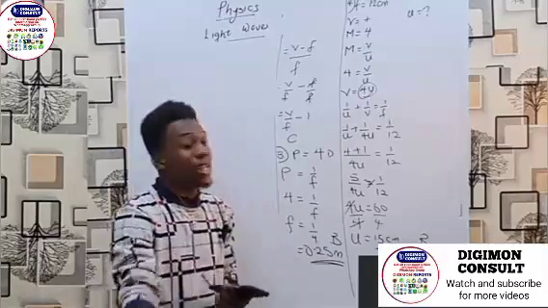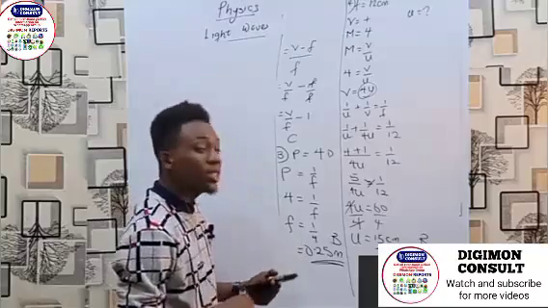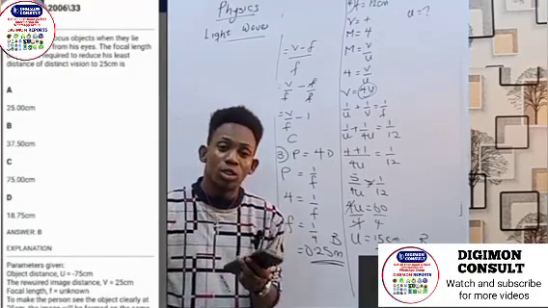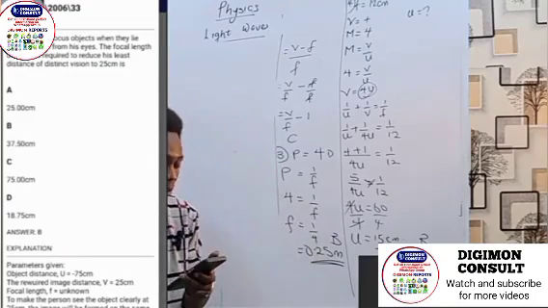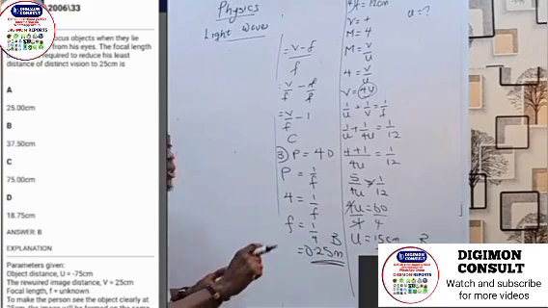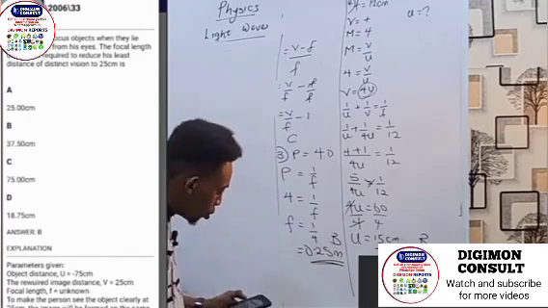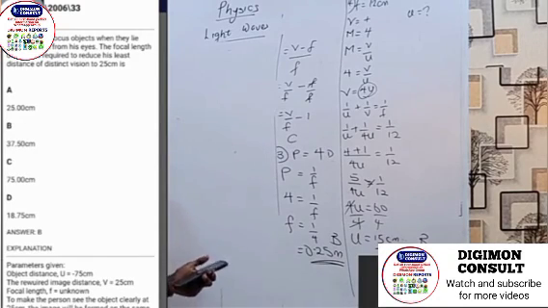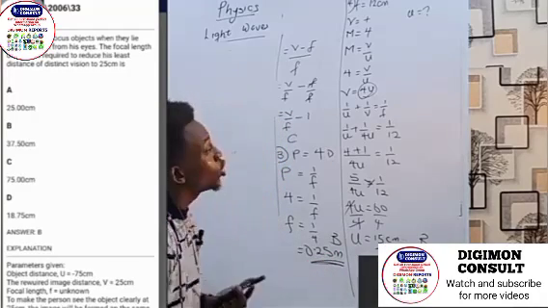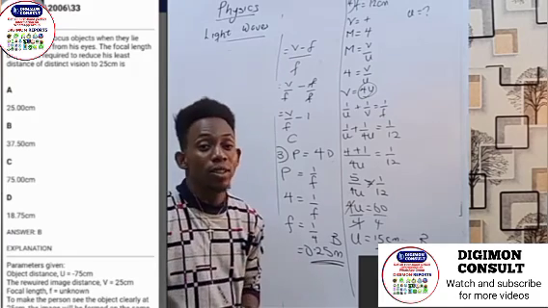Okay, now let's take our last question in this topic and we shall find this question in 2006, question number 33 on your app. The question says, a person can focus objects when they lie beyond 75 centimeters from his eyes. That person is obviously long-sighted, which is why he can see objects afar. Now, find the focal length of the lens required to reduce his least distance of distinct vision to 25 centimeters. That means you want to bring that object downward close to him at 25 centimeters.